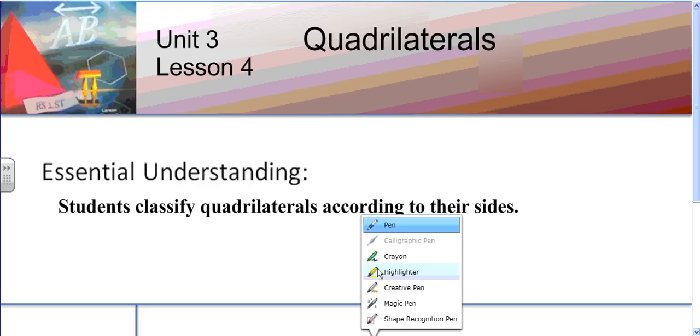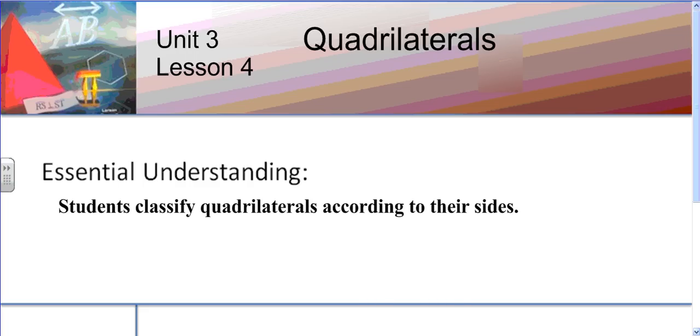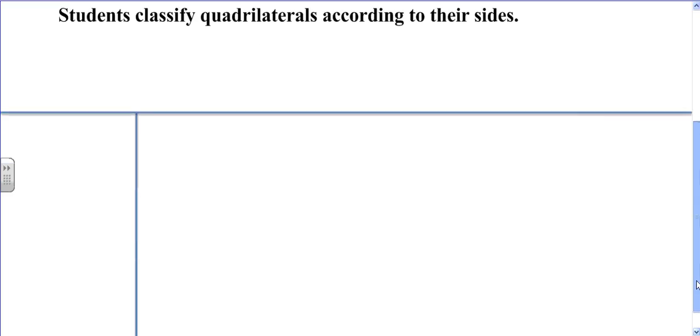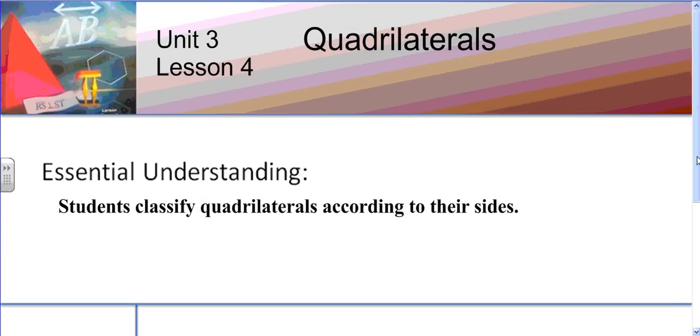If you want to look at our success criteria for this one, it's really just being able to classify and identify the different types of quadrilaterals, but based on the information that's given. So in this part, we're just going to go over the definitions of the different types of quadrilaterals, and then in class, we'll do some activities where we have to use those definitions to make conclusions about the quadrilaterals.